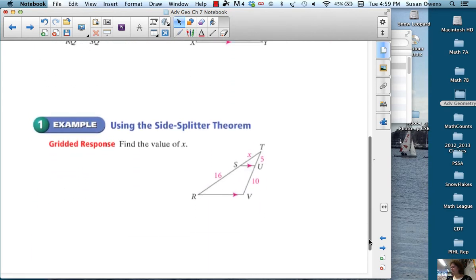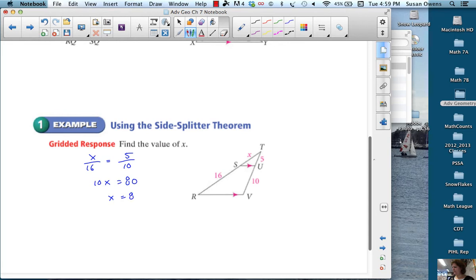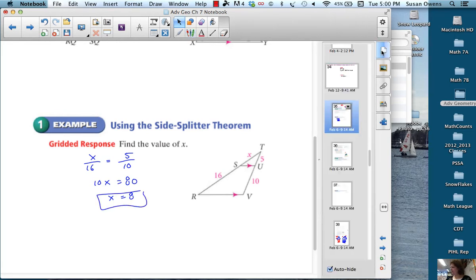So this one is just a simple example using the side splitter theorem. So we have parallel lines, double check that you do have parallel lines, and so it's going to split the sides proportionally, so I can do x over 16 equals 5 over 10, cross multiply, 10x equals 80, and x equals 8. Done.